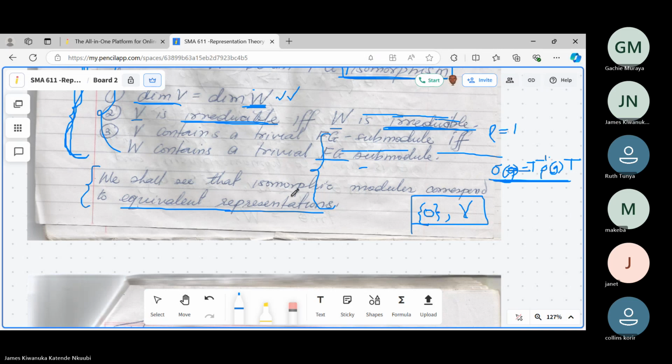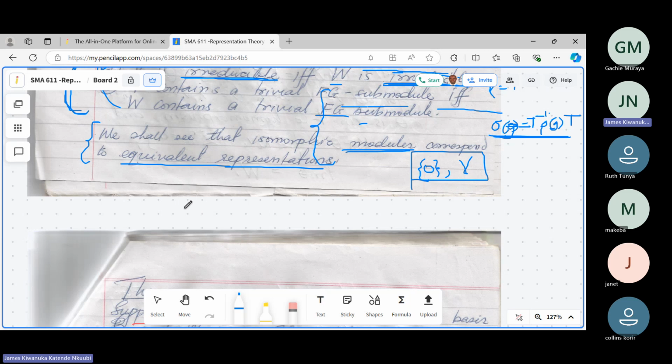So again, earlier on we saw that if you have an FG module, the FG module will also induce some linear map. The linear map that is induced by the FG module is this one, where V is sent to VG under the multiplication defined in that FG module. So this one we established. This one becomes a linear map.